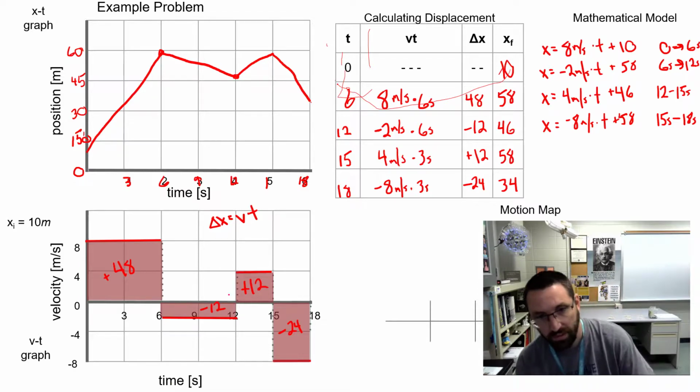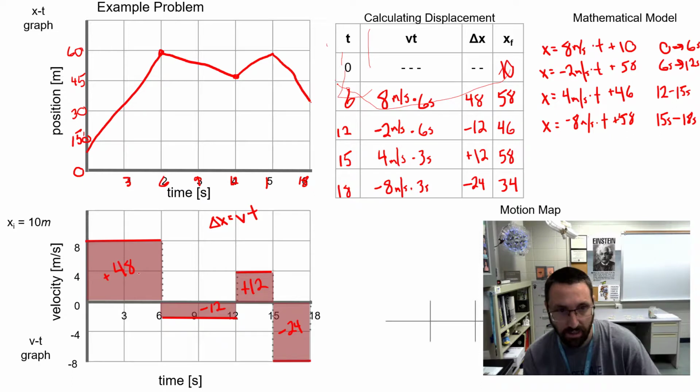So you can go through and set this up, and I like to shade these in, like I said, and then I can actually just write in how much it moves during those sections. So if it was at 10 and it went 48, we're at 58. Then from 58, we went backwards 12, forward 12, backward 24, which is what we have in that chart right there. And then you guys should be able to make the motion map.